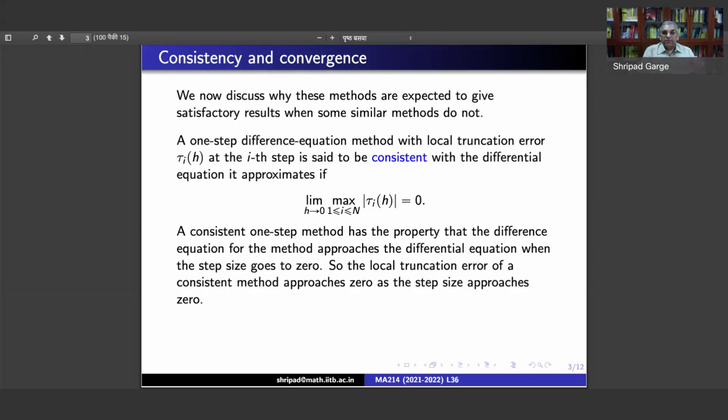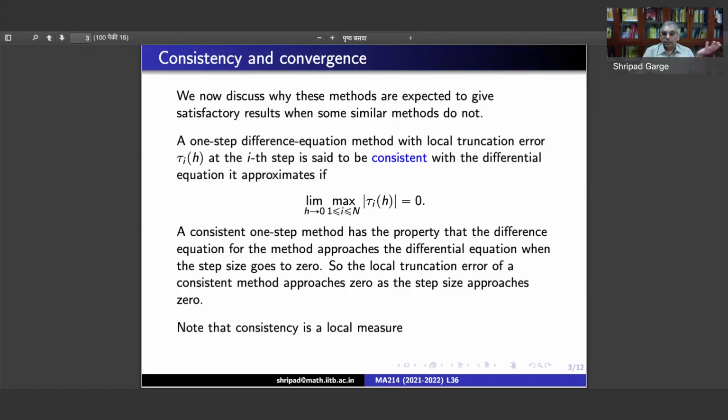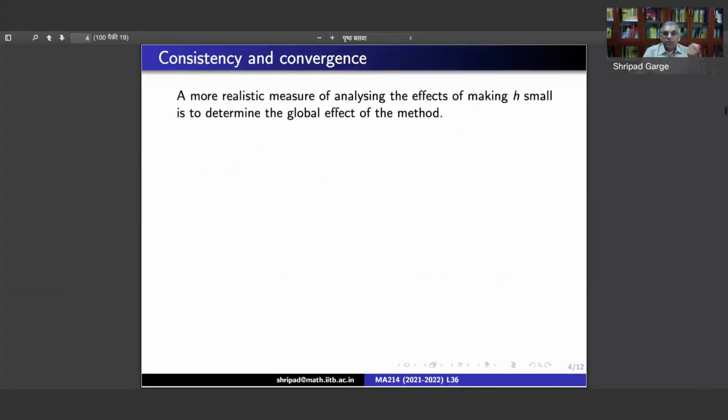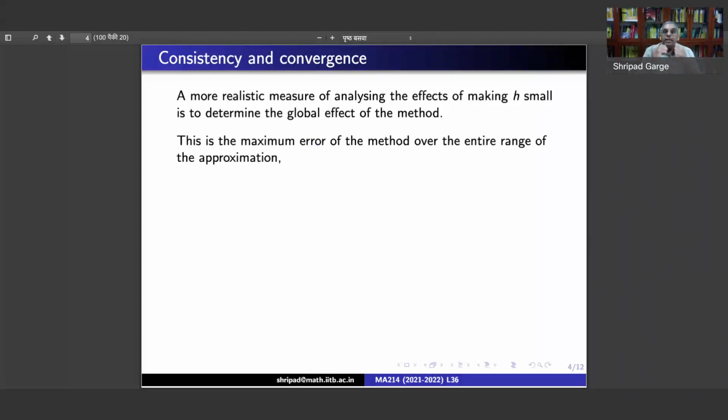So the paragraph which is given after the definition is some sort of motivation for defining consistency in that way. Okay, however, it's a local measure, because tau_i(h) is after all a local truncation error. What we should actually be looking at, a more realistic measure of analyzing the effects of making h small, would be to determine the global effect. So you will look at the accumulated errors and see how they change. So this is the maximum error of the method over the entire range of approximation.